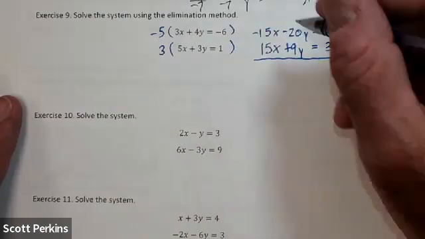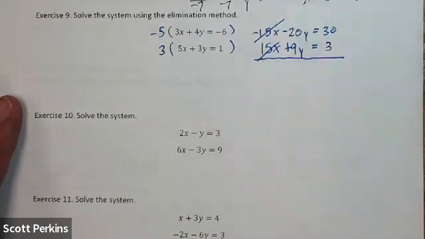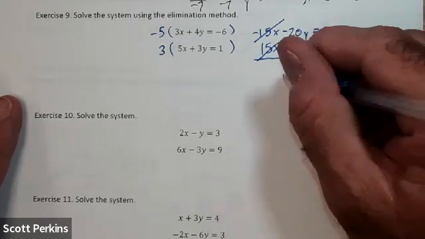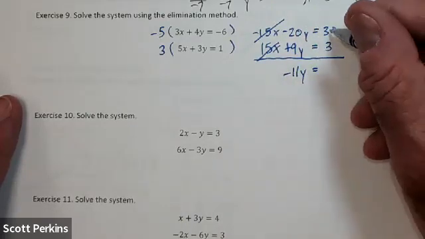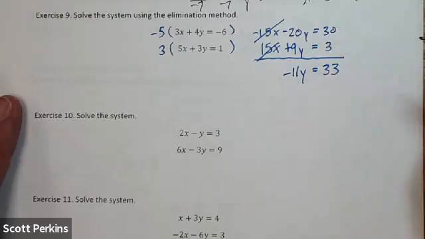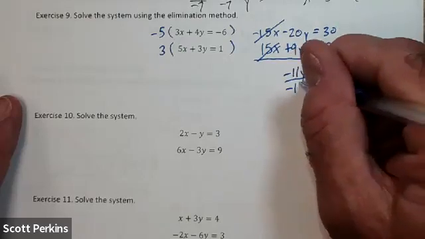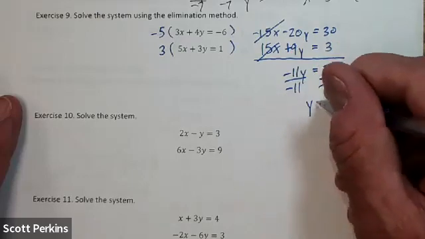When I add the two equations together, the 15x's cancel. -20 plus 9 is -11y. 30 plus 3 is 33. And when I divide by -11, I get my y value is -3.